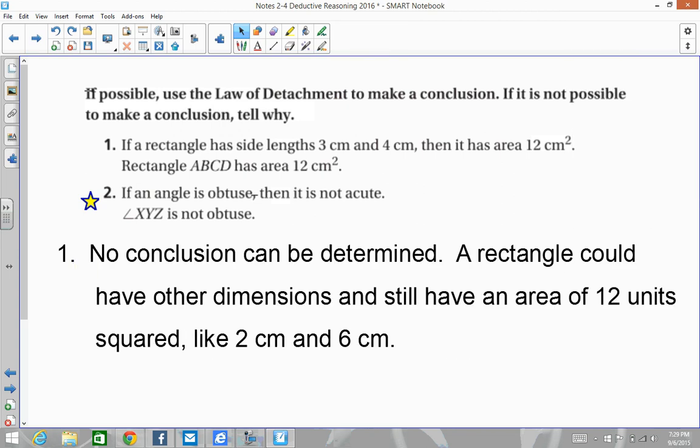Because we don't know. Its dimensions could be 6 centimeters by 2 centimeters, and 6 times 2 is also 12. So this is my way of showing that it is false. All I have to do is give one counterexample, and this is my counterexample. I have a 2 by 6 centimeter, which is still an area 12, which proves that it doesn't have to have a 3 by 4. So number 2 will be yours to make sure you do. Look at it carefully, make sure you make a good conclusion.